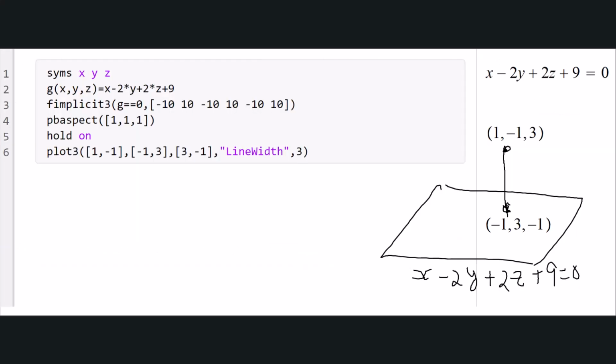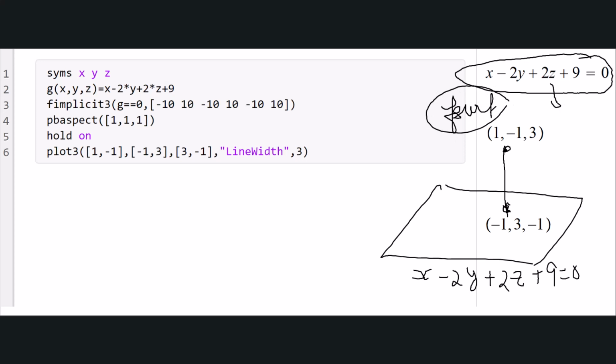So let's go ahead and make a plot in MATLAB. What we want to do is graph this plane, and remember, earlier we used the command fsurf to plot a plane. There we had to solve this equation for z. But if we want, we can just use fimplicit3. That is, we want it in 3 dimensions. That way we don't have to solve for z.